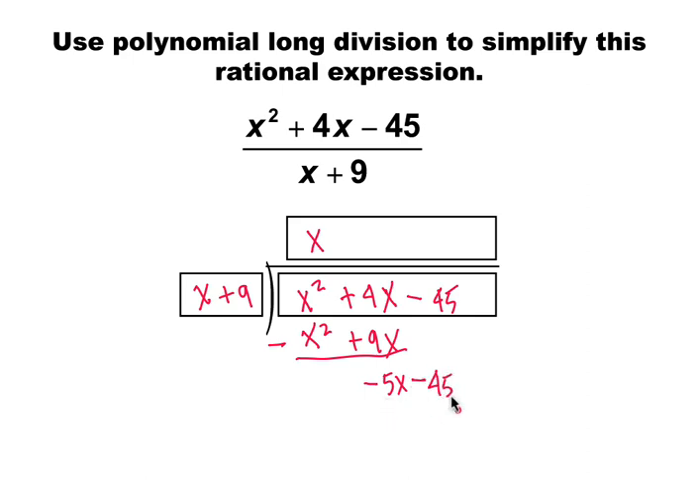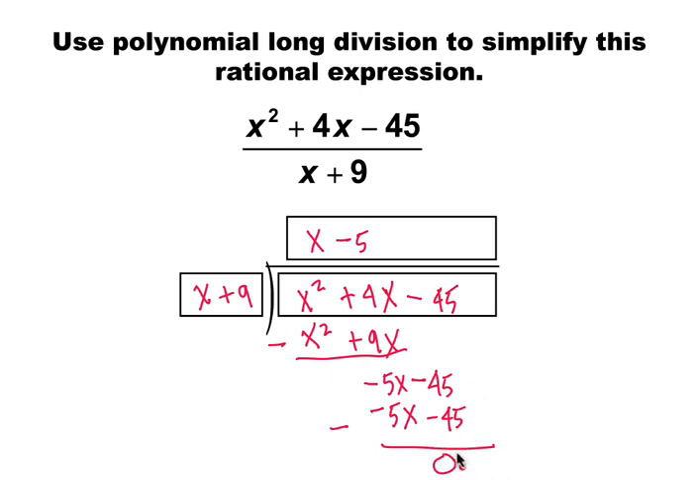negative 5x minus 45. To match this leading term, we multiply this term by negative 5. Negative 5 times x plus 9, we get negative 5x minus 45. Subtracting one term from the other, we see that these terms are identical, so we get 0.